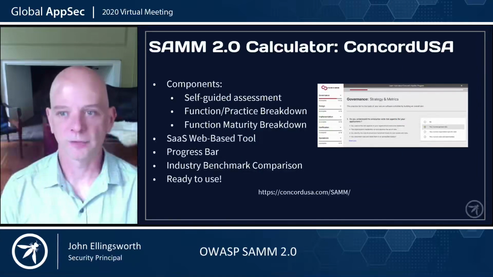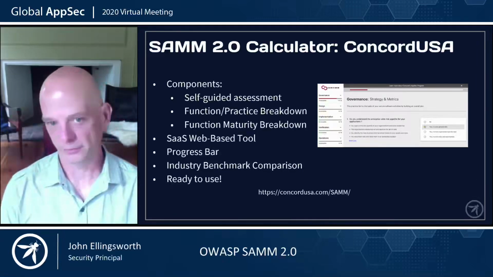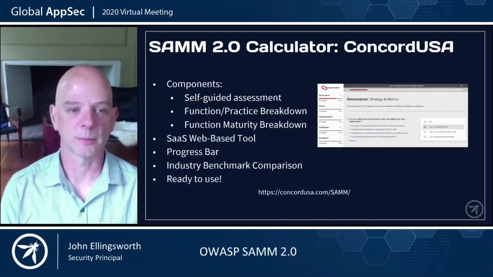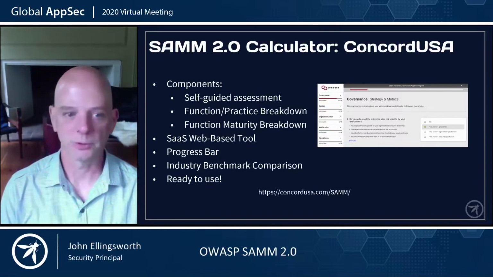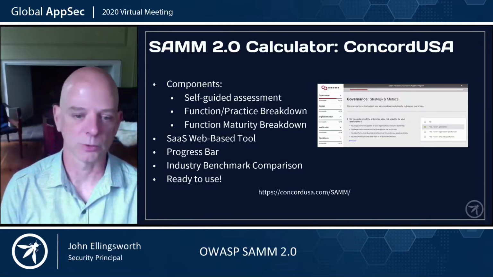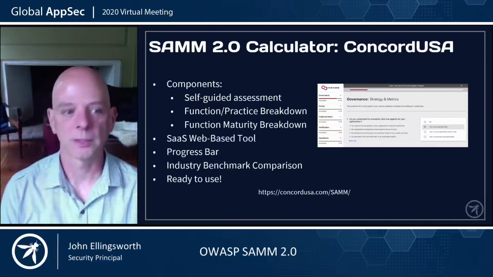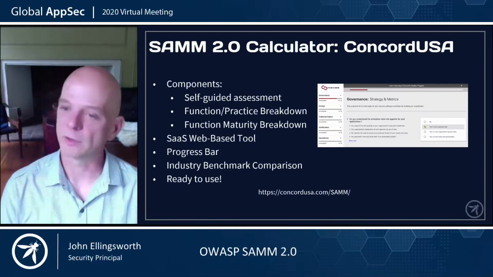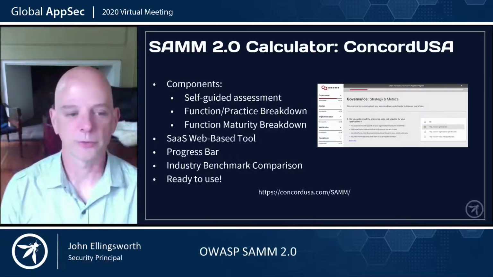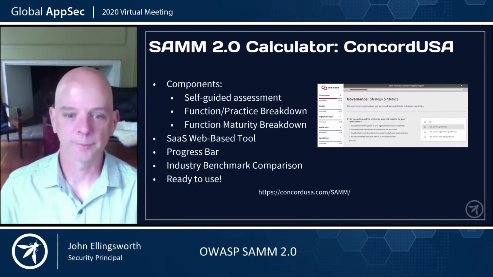So, the SAMM 2.0 calculator from Concord, USA. Again, it's similar to the Excel toolkit in that it's a self-guided assessment. It takes a very similar approach to breakdown by function and practice and maturity. It's a web-based tool. It's actually available now. You can go to the URL at the bottom of the screen and check out their application. It provides a progress bar, gives you feedback as you complete each of the sections. It also, if you're willing to sign up with your email address, you can become part of their industry benchmark comparison, and it's ready to use.